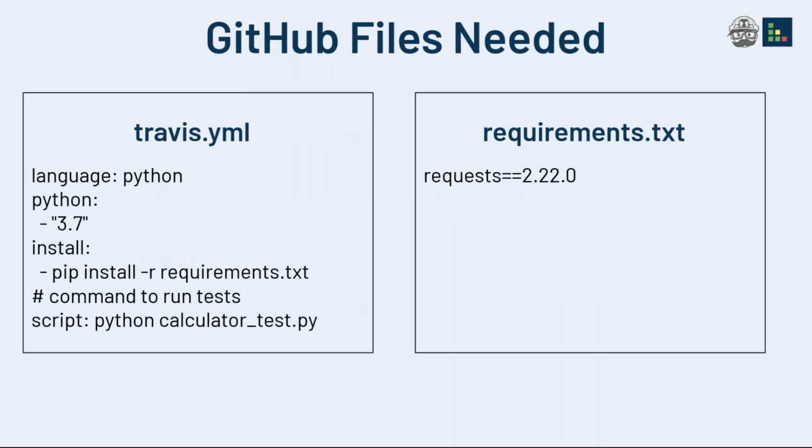For TravisCI, similar to Jenkins, I have a couple of files that are required. Travis uses a travis.yml file. So I define my language and my version, I install my requirements file, and then I run my script. In this requirements file, I just require the requests library again.